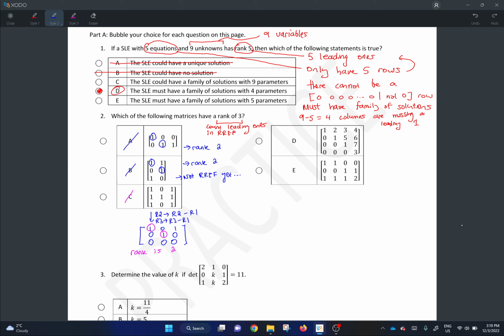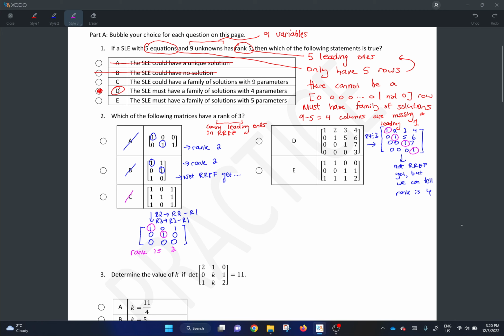Now this matrix in D is not close to row reduced. I'm going to take row 4 and divide by 3. I'm going to get 1, 2, 3, 4, 0, 1, 5, 6, 0, 0, 1, 7, 0, 0, 0, 1. So it's not row reduced yet, but we can tell that the rank is 4. There's 4 leading ones inside this matrix.